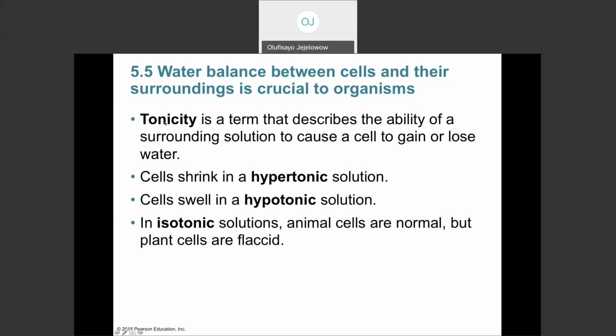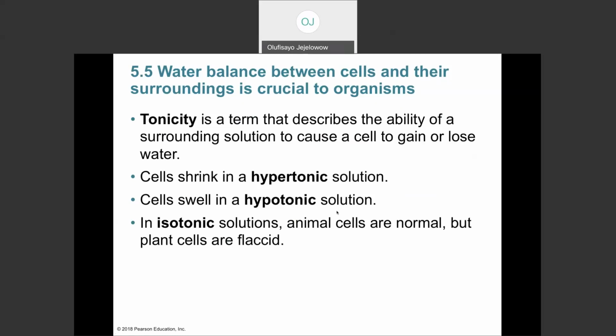Tonicity is a term that describes the ability of a surrounding solution to cause a cell to gain or lose water. If you place a cell in a hypertonic solution, that cell will shrink. What is a hypertonic solution? It's a surrounding solution that has a higher concentration of solute than the inside of the cell, such as when you drop salt, which is very dry and highly concentrated in solutes. When you put it on a slug or an earthworm, it draws water out of the cell and the cell shrinks. If you place a cell in a hypotonic solution, then the cell swells.